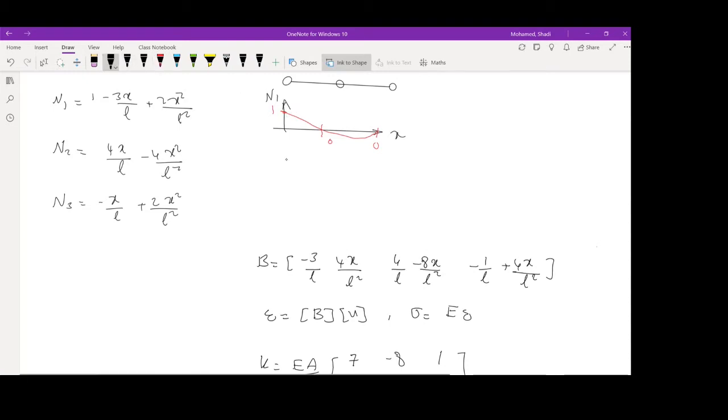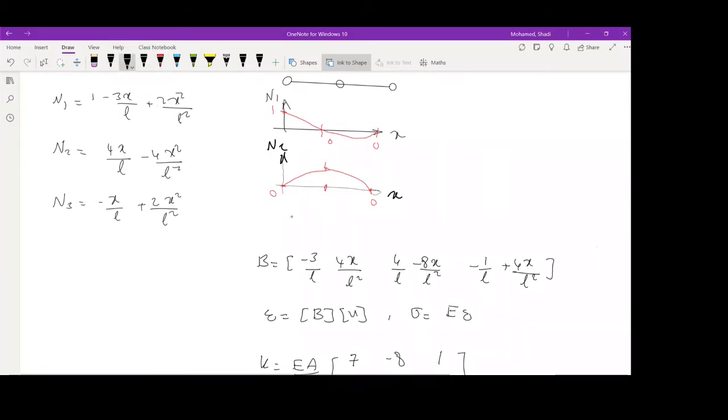The same thing is true for the second shape function. So this is x, this is N2, and then N2 is going to be 0 at the first node, and then it gets to 1, somewhere here, and then it goes back to 0. So the second shape function would look like this. It goes from 0 to 1 to 0. It is 1 at the second node, because it is the shape function associated to the second node.